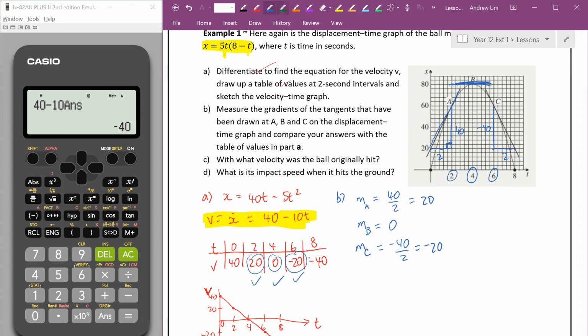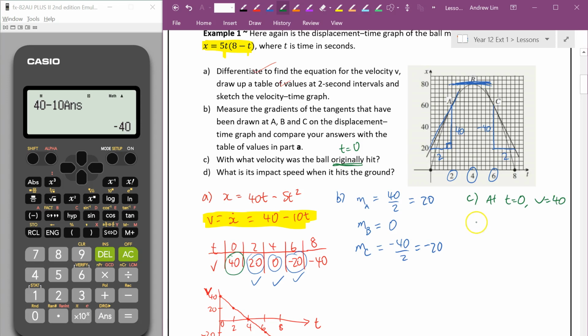Question C. With what velocity was the ball originally hit? Originally, initially, that means t equals 0. So at t equals 0, the velocity was 40.